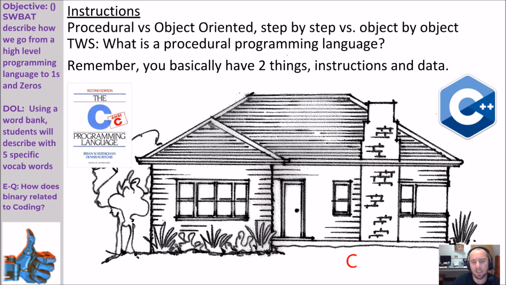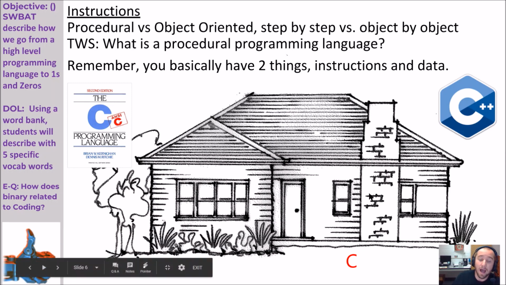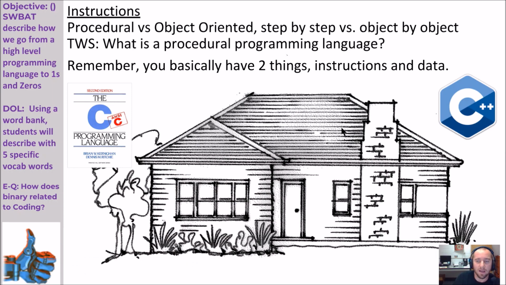So if I'm trying to get my partner to draw this house, I could go step by step. Step 1, draw the bottom line. Step 2, draw a vertical line. Step 3, go draw a line to the right, and so on. And this is probably sounding pretty low level, right? Procedural language would be C.